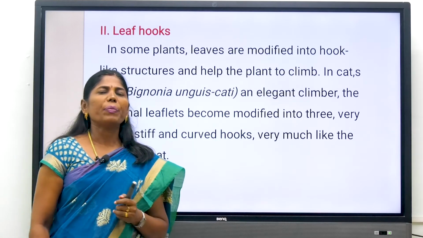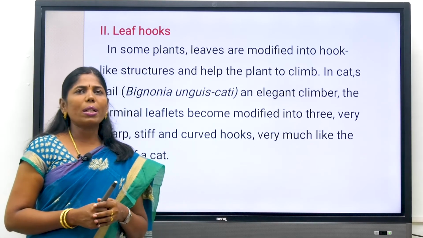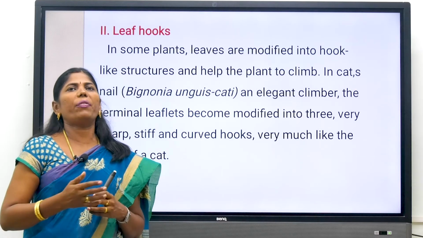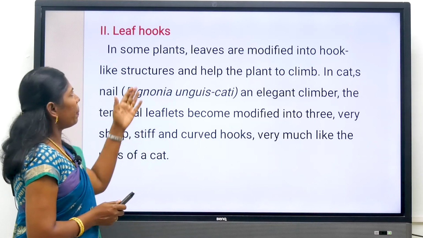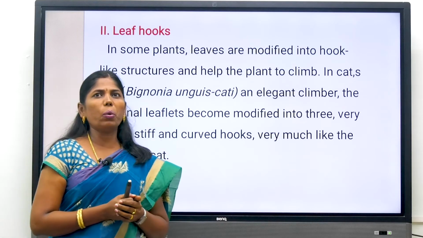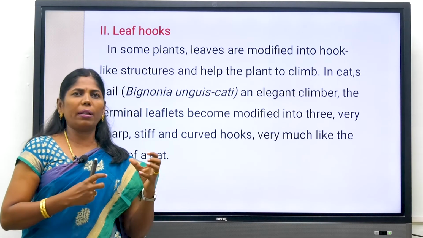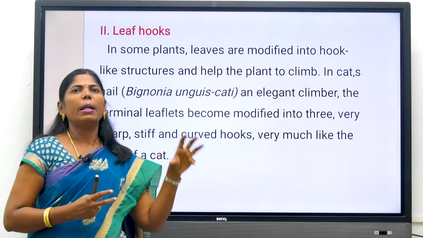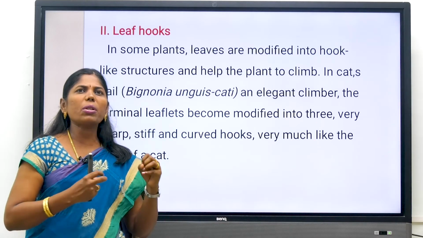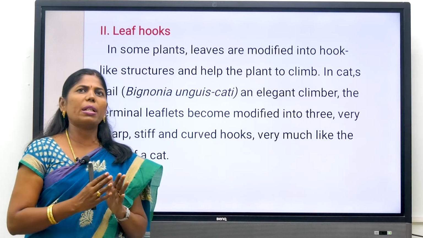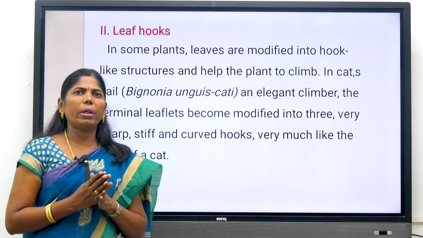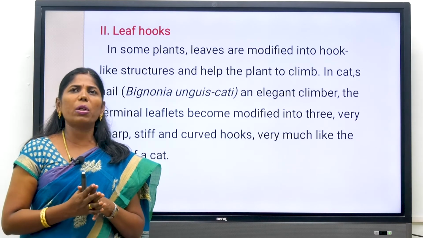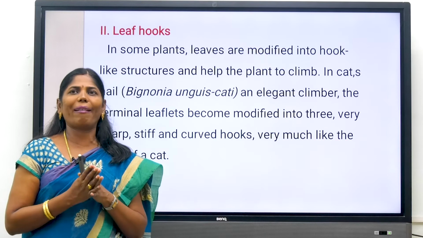Next we will see leaf hooks. So what is a hook? It is a hook-like structure. How are the leaf parts modified into hook-like structures? In some plants, leaves are modified into hook-like structures with the help of the plant. So what is the purpose? They have to climb the neighboring plants. They want to stand. It is the same function they have to do. The reason for leaf tendrils is the same reason for leaf hooks: because they want to survive, they want to climb, they want to be erect.